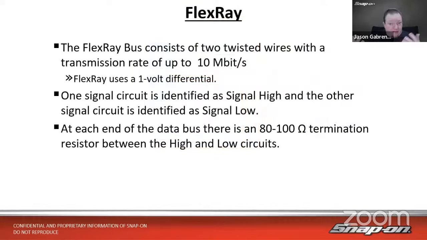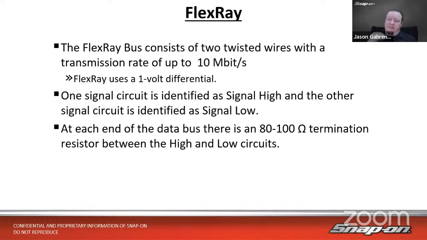Next one up is going to be FlexRay. So FlexRay is even faster than the CAN or CAN FD for sure. Now, FlexRay bus is used a lot in European cars, so like BMW uses this for sure. I'm sure other manufacturers do as well. The FlexRay bus consists of two twisted wires. Once again, it's very similar to CAN physically. It has a transmission rate of up to 10 megabits per second, which is way faster, and uses a 1-volt differential.